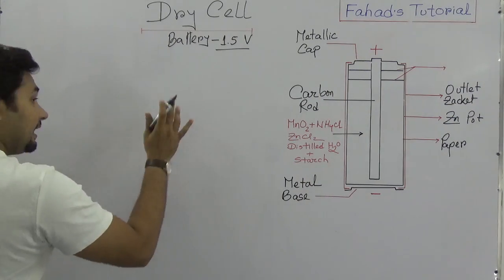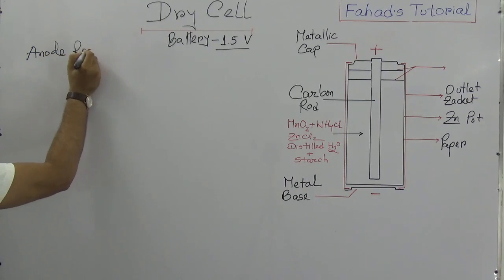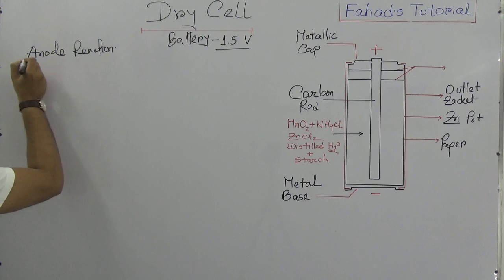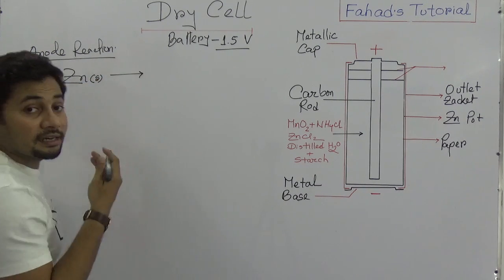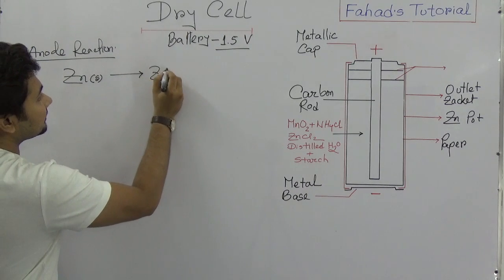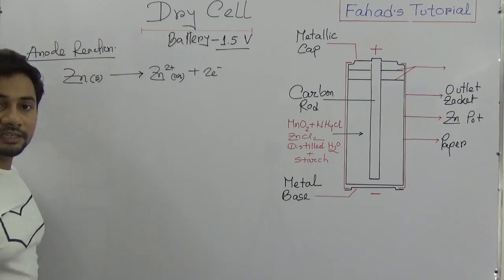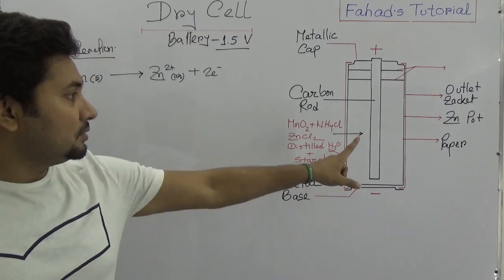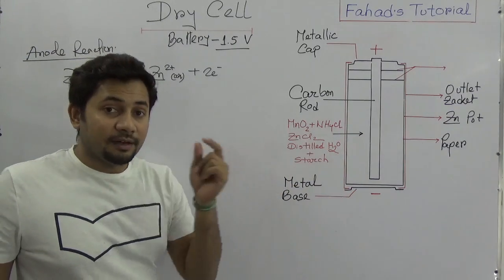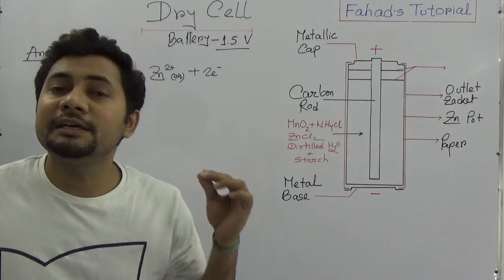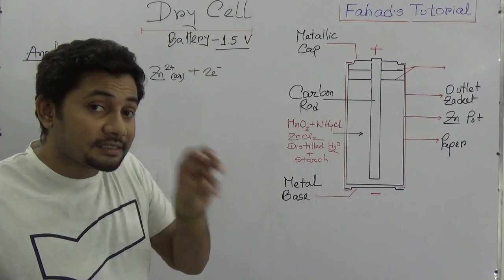Now think about the anode reaction. In the anode reaction, solid zinc is giving electrons, and it is converting into Zn2+ by giving 2 electrons. So zinc is used as anode in the dry cell. We know that this is a type of galvanic cell, but no liquid electrolyte is used, hence it is called a dry cell. So what is going on? What is used inside?